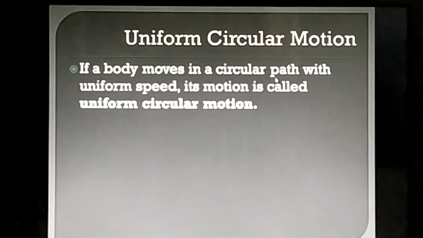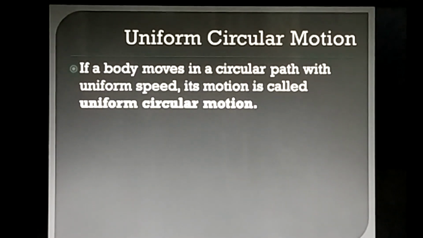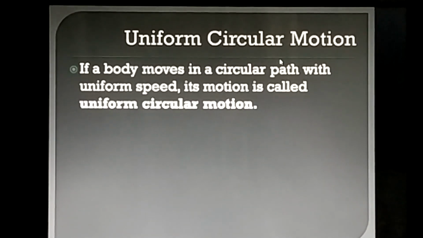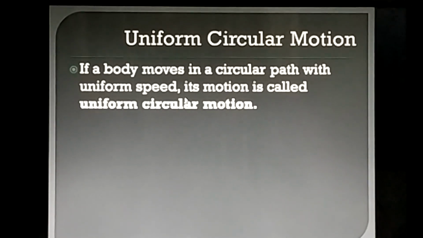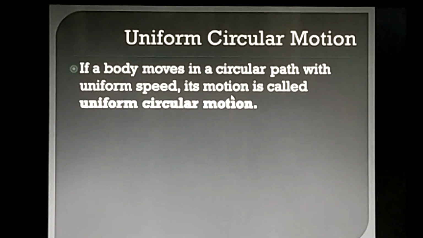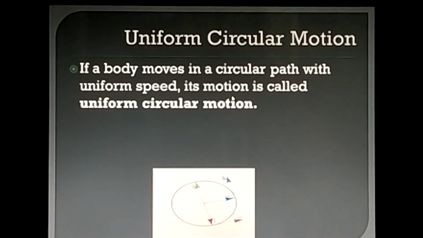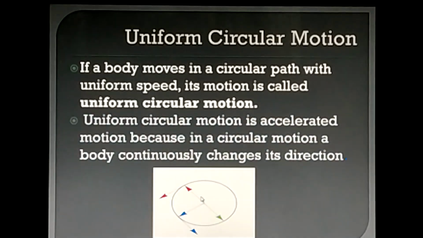Next I am moving to the uniform circular motion. So if a body moves in a circular path with uniform speed, as the name indicates, uniform circular motion. So when the body moves in a circular motion, but with which type of speed? Uniform speed. So such type of motion is known as the uniform circular motion. You can also see in this graph, body is moving in a circular path but with the uniform speed, same speed के साथ बॉडी circular path के अंदर move करे, तो such type of motion is known as uniform circular motion.